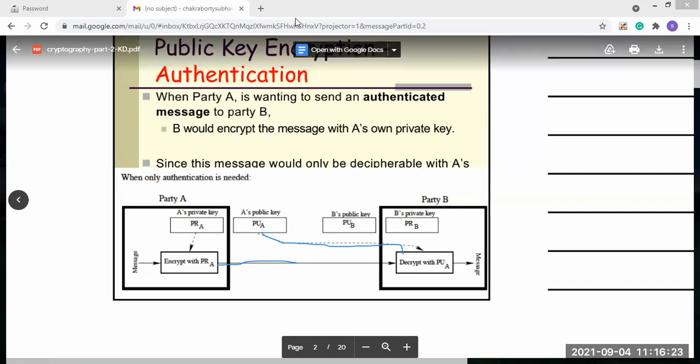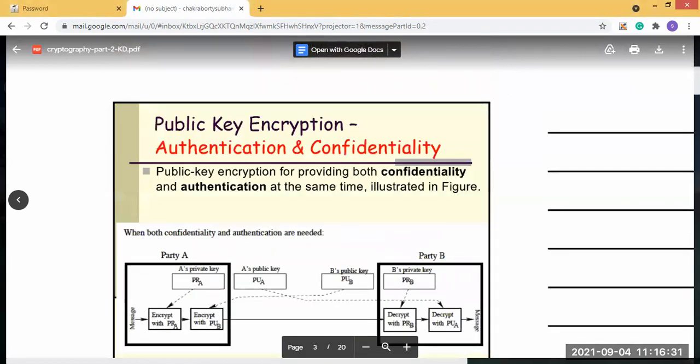So do not mix them up during the exam. Do not mix up confidentiality and authentication, because these two are different. Okay.